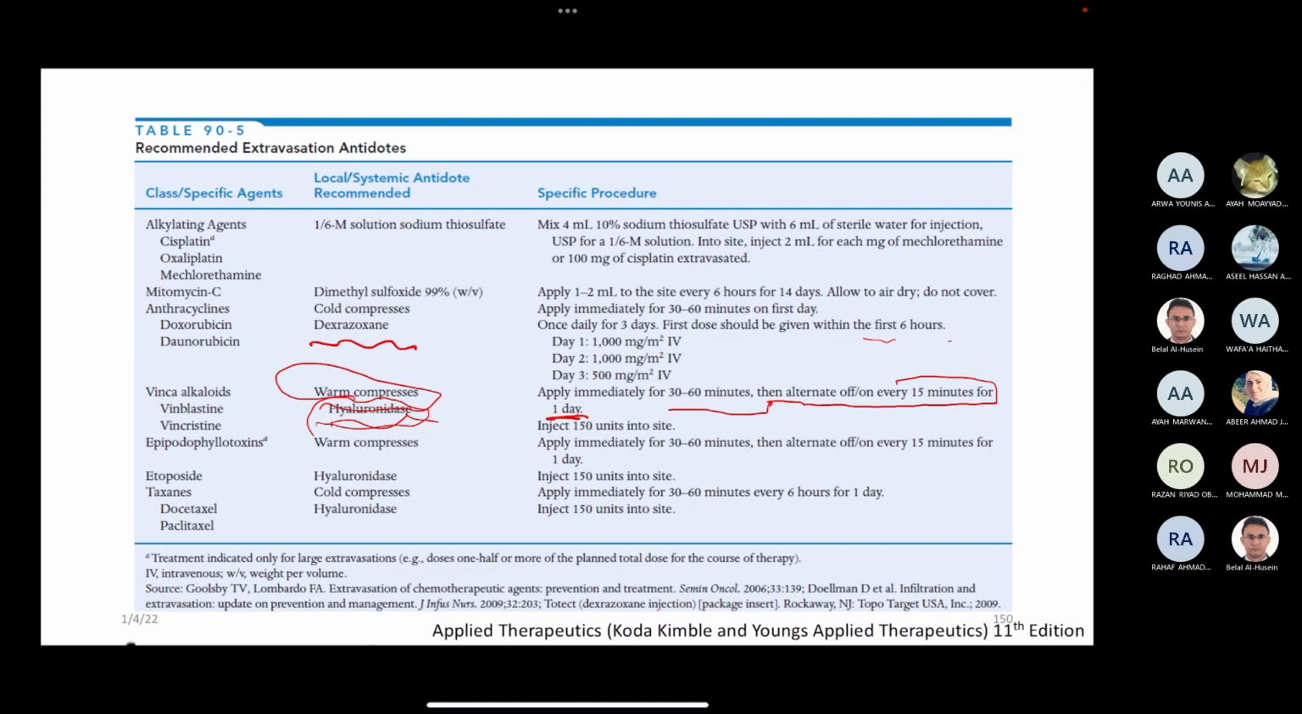And also there are different procedures. For example, with vinca alkaloids, when you give warm compresses, you enhance the clearance of the drug from the site. But for anthracyclines, they recommend that you use cold compresses to reduce the damage at the site of administration. It seems that with practice, they found out that cold compresses are better than warm compresses in anthracyclines, while it's warm compresses that we use with vinca alkaloids.